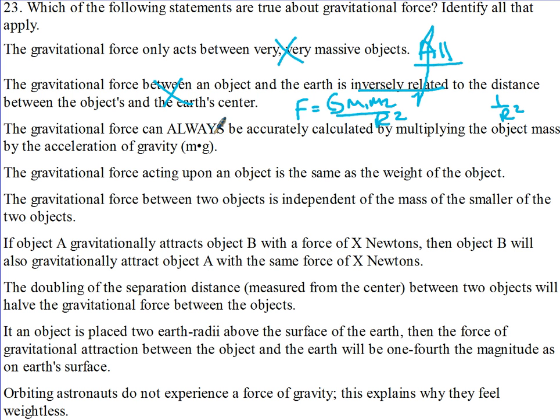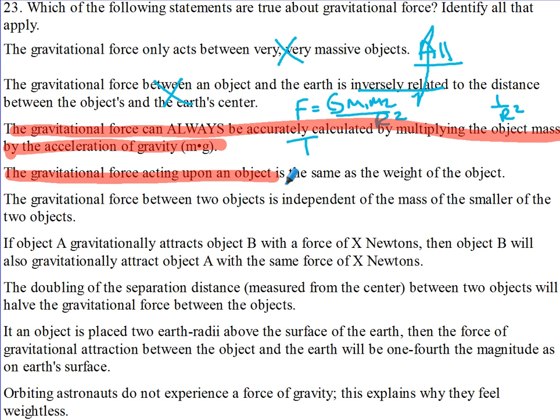The gravitational force can always be accurately calculated by multiplying the object's mass and the acceleration due to gravity. Well, yeah, that's kind of what we do, isn't it? So I would say this one is true. Let me highlight it. The gravitational force acting upon an object is the same as the weight. Yes, as a matter of fact, that's true. The gravitational force is the weight.